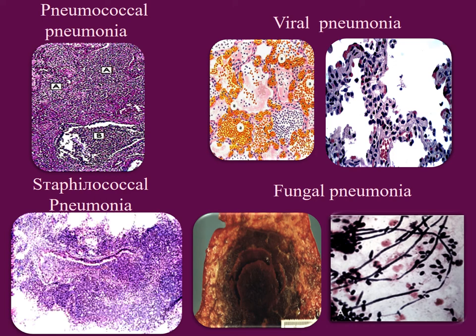Due to the cytopathic effect of viruses, the bronchial epithelium is usually destroyed, and superadding of secondary bacterial infections, especially staphylococcal and streptococcal infection, occurs. Fungi usually affect the lung due to long-term antibiotic therapy and in debilitated patients.